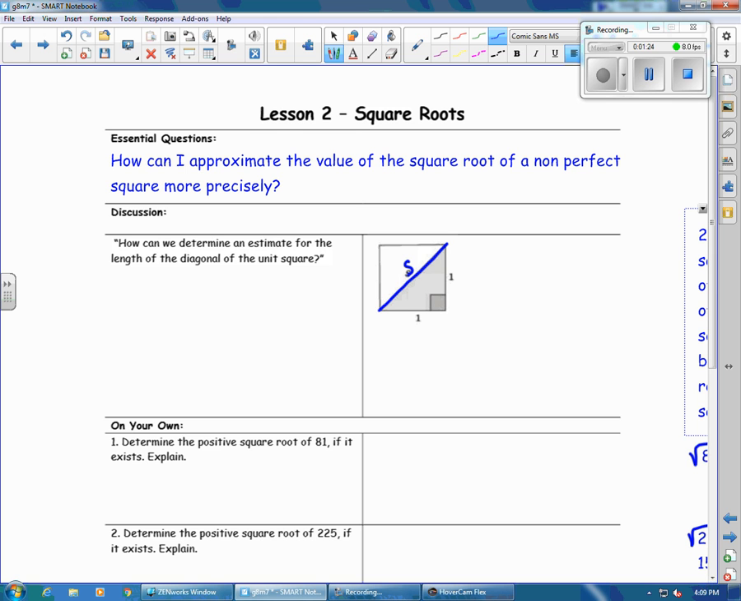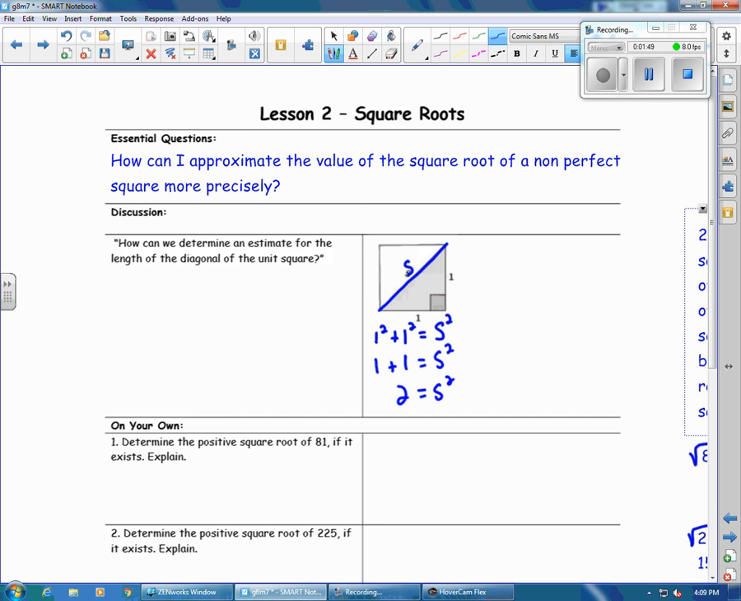So we're going to use our Pythagorean theorem. We have two legs here. They're both 1 unit in length. So we'll say 1 squared plus 1 squared equals S squared. 1 times 1 is 1, plus 1 times 1 is 1 equals S squared. So 2 equals S squared. 2 is not a perfect square.